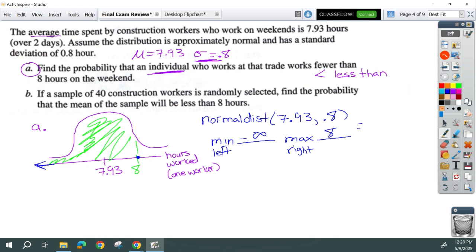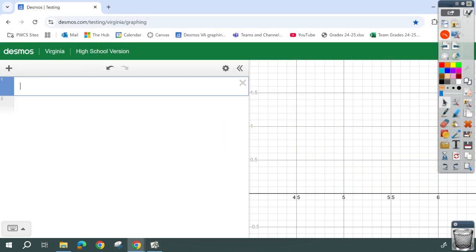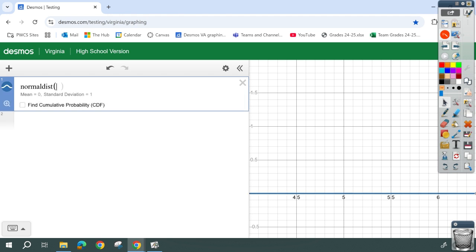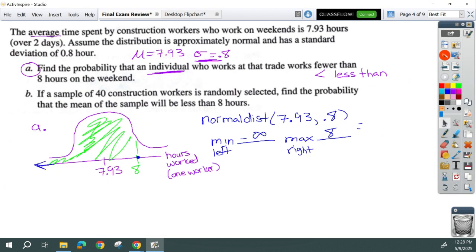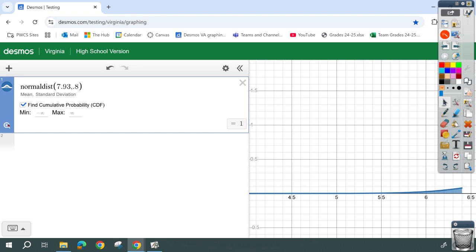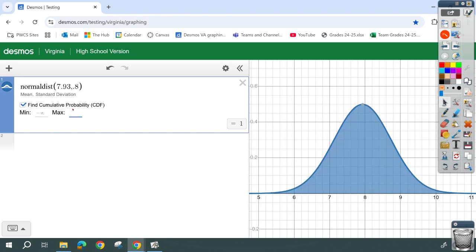And so we can go put that into Desmos, which I will do. And I will clear out my previous problem from the last video. So we had a mean of 7.93 and a standard deviation of 0.8. And then we're going to click that CDF. I'm going to zoom in so I can see what it looks like. My maximum was 8. My minimum was negative infinity. And it looks like just about half of the area, which is what this says. So 0.5349.